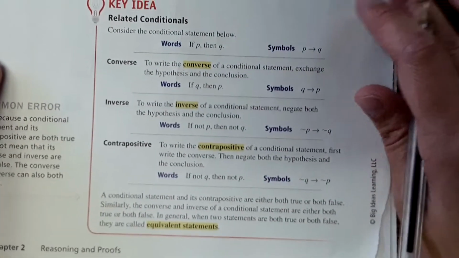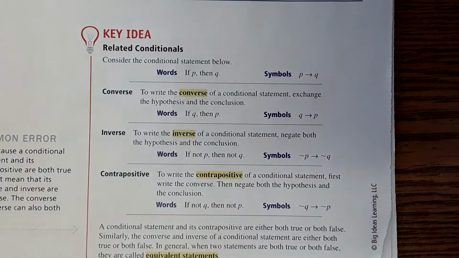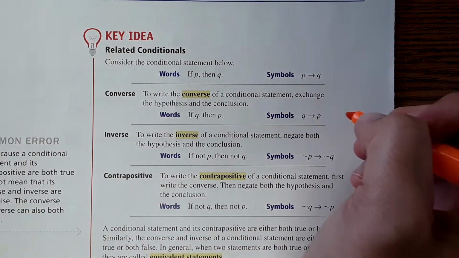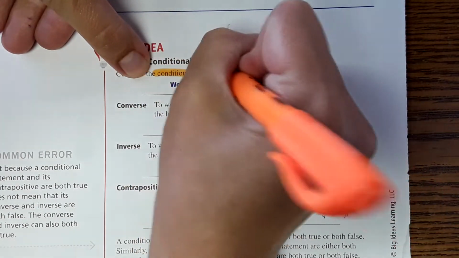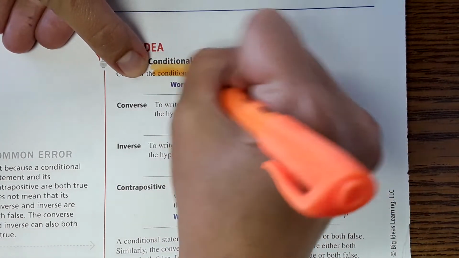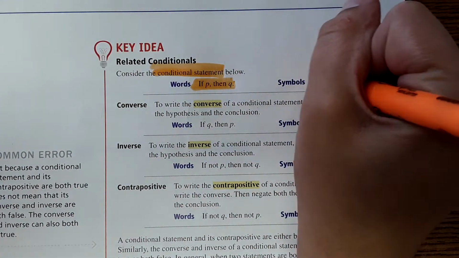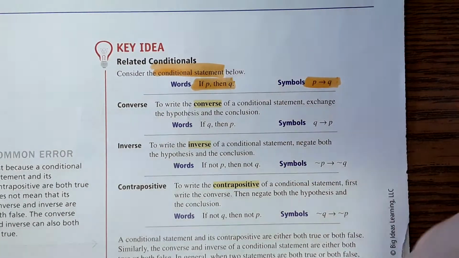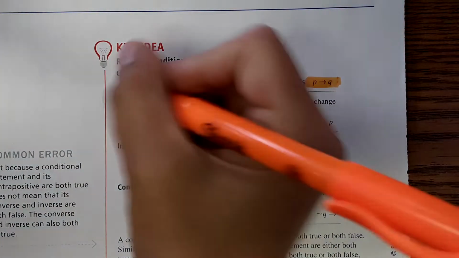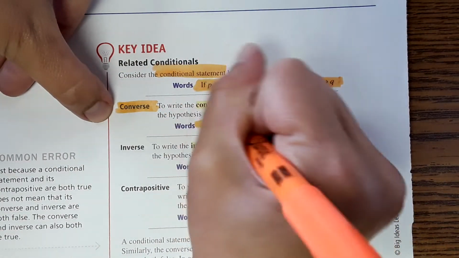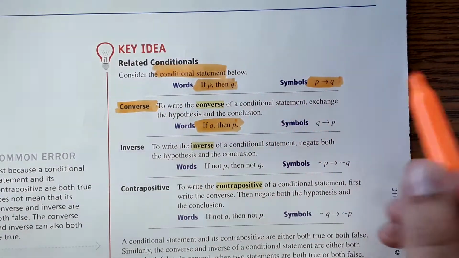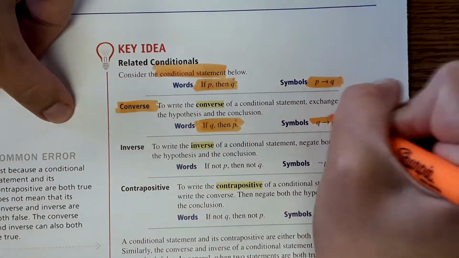They show you this chart right here, and this is kind of where we're headed. Again, just building a lot of words here. Okay, so for conditional statement, it's the if P then Q, and the symbols are P arrow Q. Then for converse, it's if Q then P. They change the order. And the symbol would be Q with the arrow P.